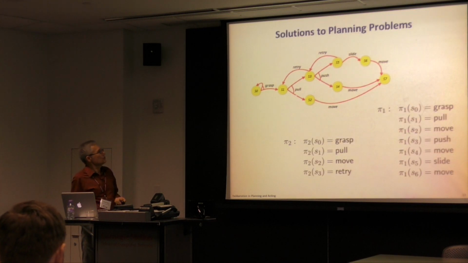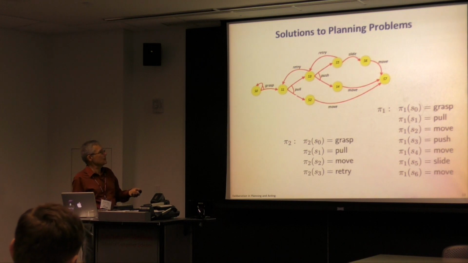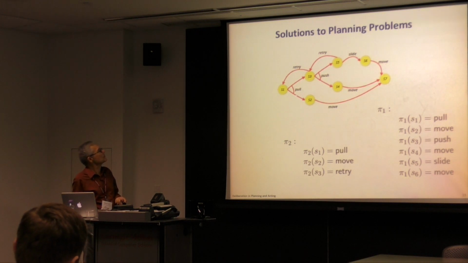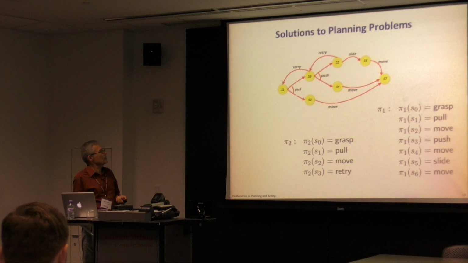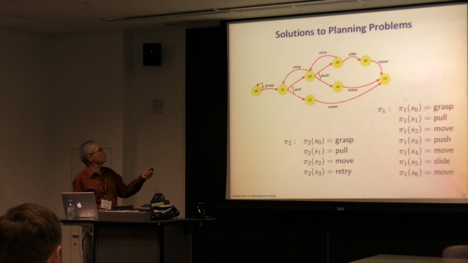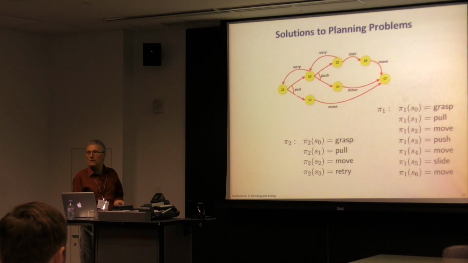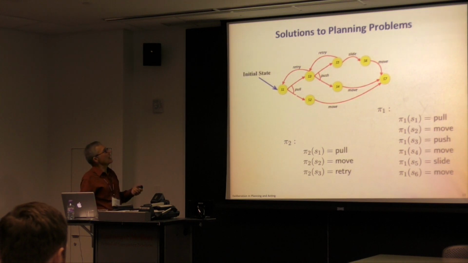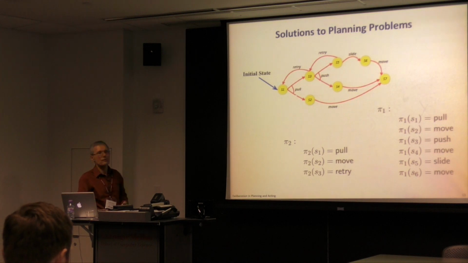Now we can talk about solutions to planning problems. Both of these are solutions. They're different kinds of solutions. Actually, in order to illustrate some things, what I'm going to do is get rid of that state. If we get rid of that state, then this action and that one are going to vanish. So now our new initial state is that one. We've already grasped the handle, and we're going to do the rest of the thing.